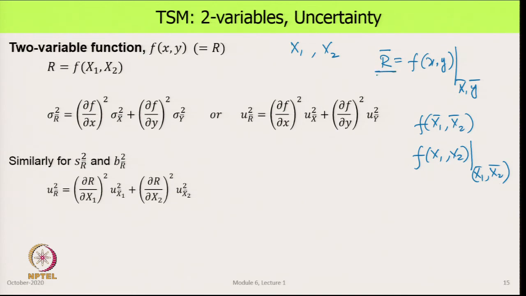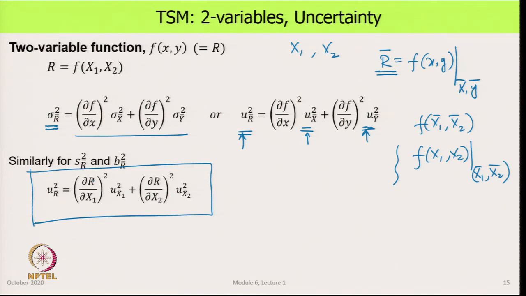So, the mean value of the result comes from there, and the standard deviation or standard error of the result comes from this expression, which is df by dx square sigma x bar square plus df by dy square sigma y bar square, or in terms of uncertainties or standard errors, which is what this is, our notation is that this is u instead of sigma. And with x 1 x 2 notation that we have been following, this is the expression that we can write.